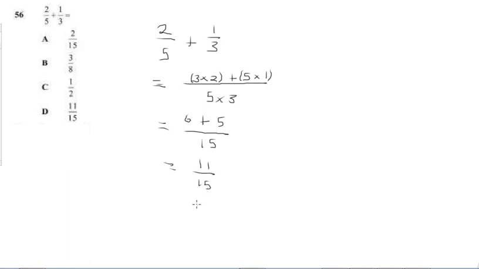Can this be simplified any further? No. Let's look at the answers that we've got. We've got A, 2 over 15, B, 3 over 8, C, 1 over 2, and D, 11 over 15. Which one is the same as the answer that we found? And that is D. So therefore, the correct answer is D, which is 11 over 15. Next question.